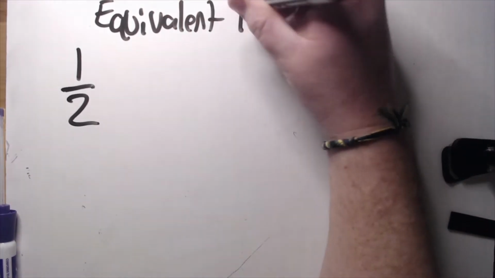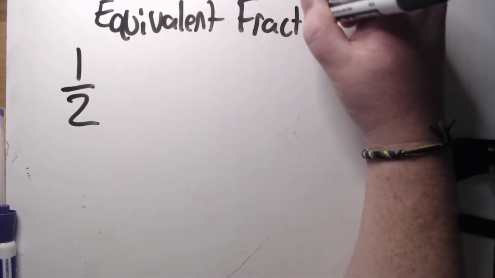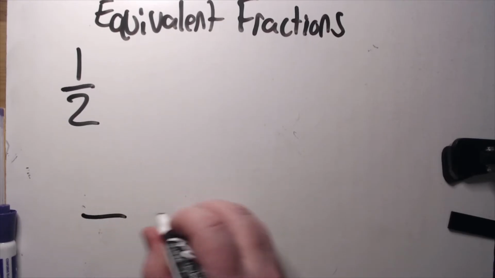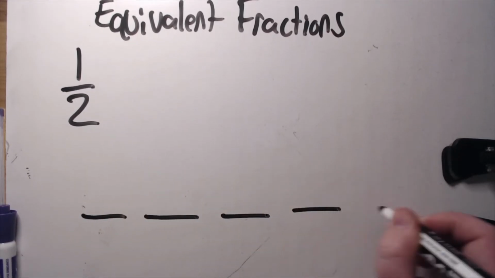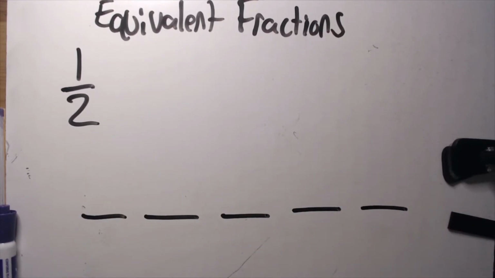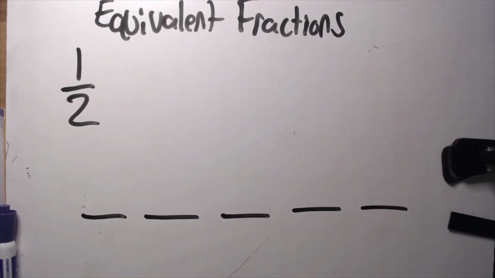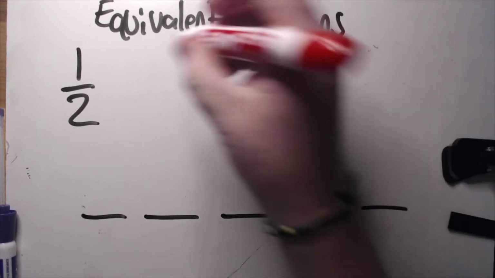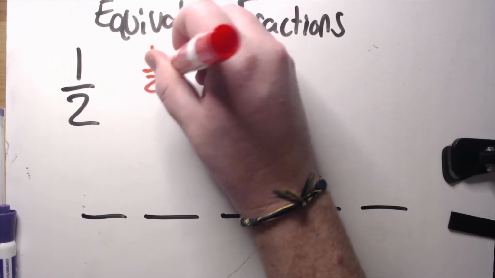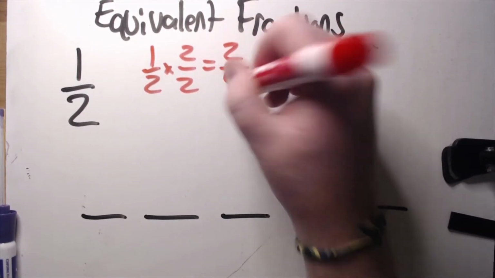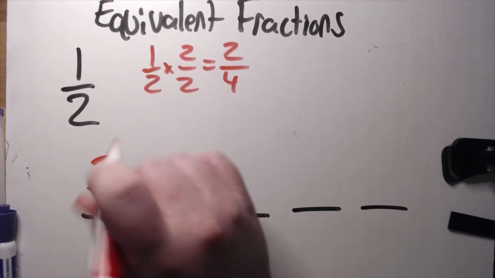Equivalent fractions. And pardon my handwriting, sometimes it's not the best. So we need 1, 2, 3, 4, 5 fractions that are equivalent to 1/2. Well, again, if we're finding common denominators, we could do 1/2 times 2/2, which would equal 2/4. That would be equivalent to 1/2.